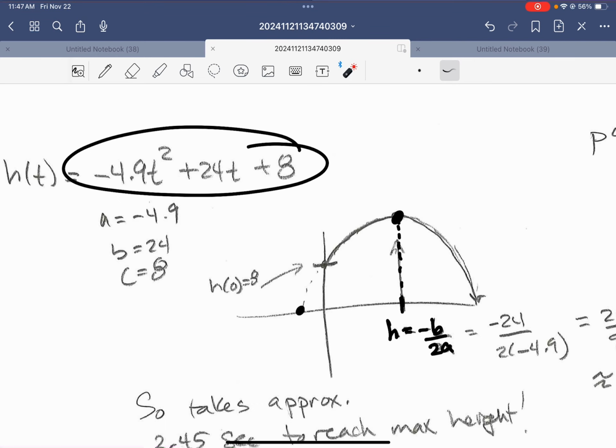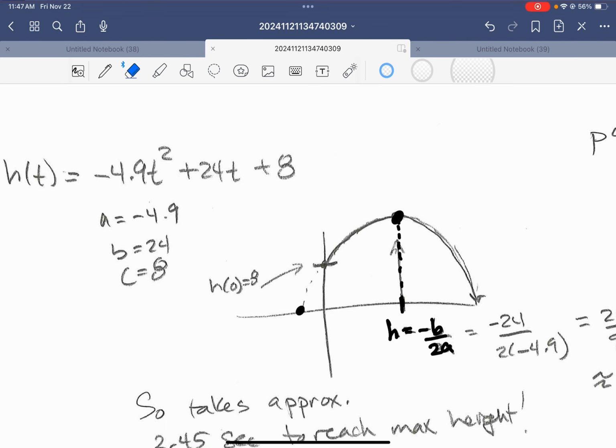On 10, I want to know where this thing is, if that's the height of my rock that I'm throwing up in the air. Well, one thing you know, when you plug in 0, you get 0 squared and 0 here, so all this goes away when you plug in 0, and you get a height of 8 is where we start.